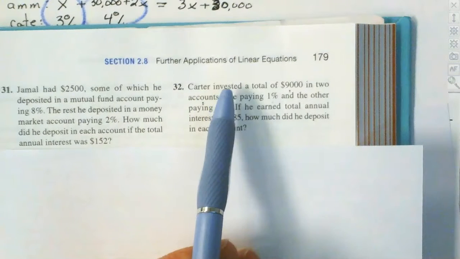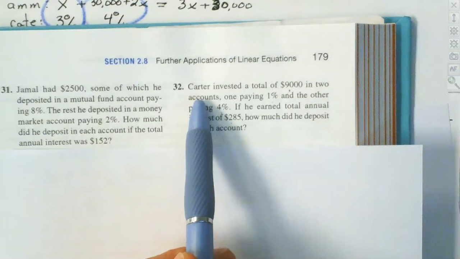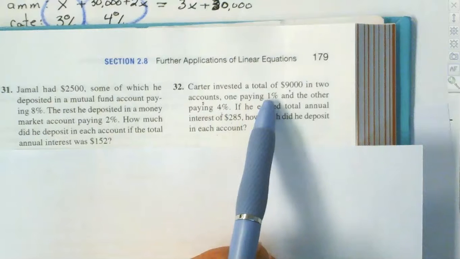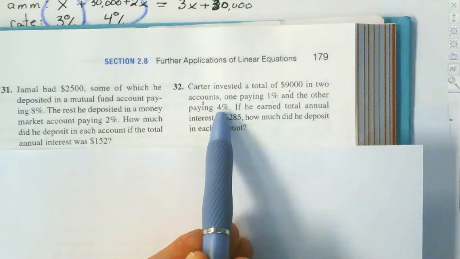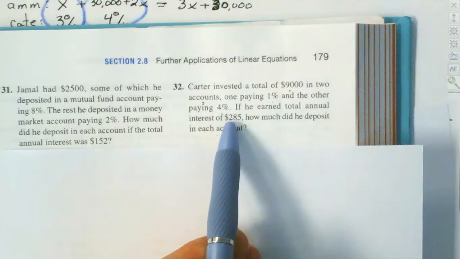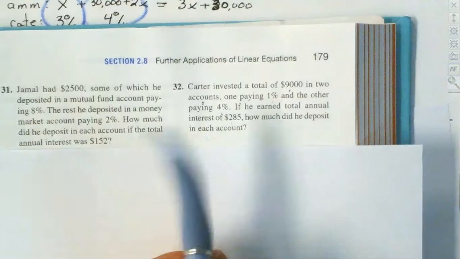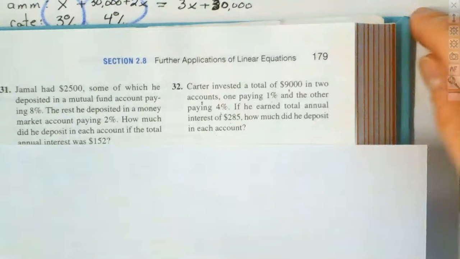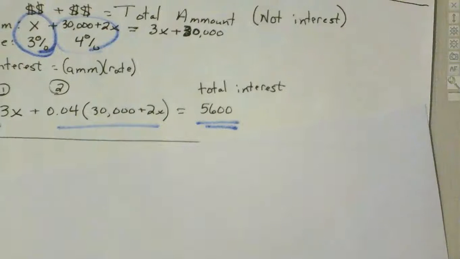Carter invested a total of $9,000 in two accounts, one paying 1% interest and the other paying 4%. If he earned a total of $285, how much did he deposit in each account? So this one's a little bit different, but it's going to look like question 26.